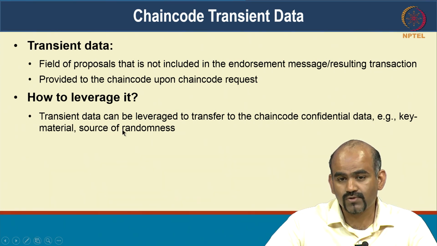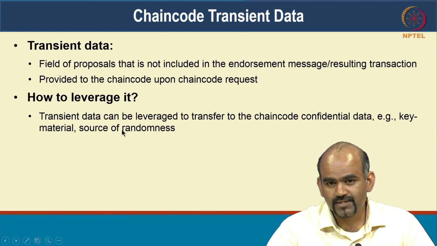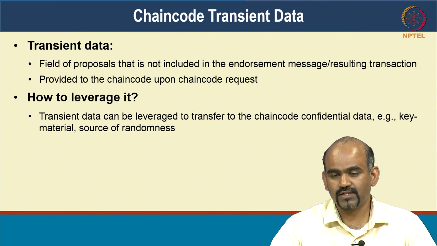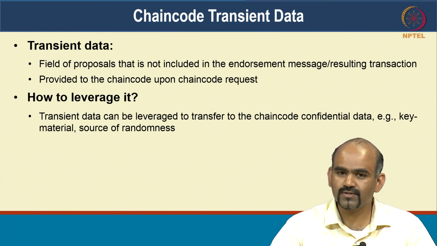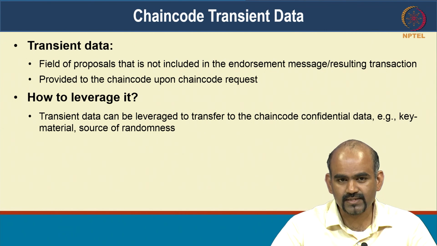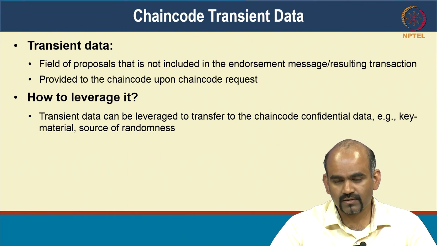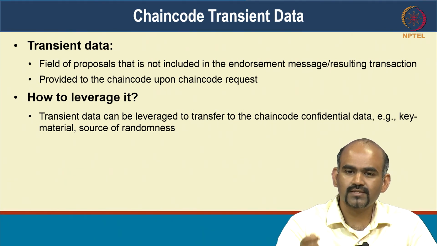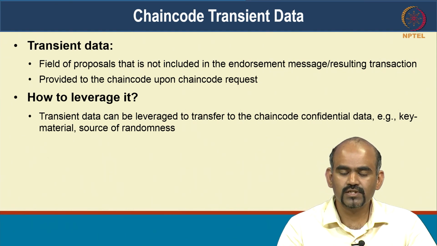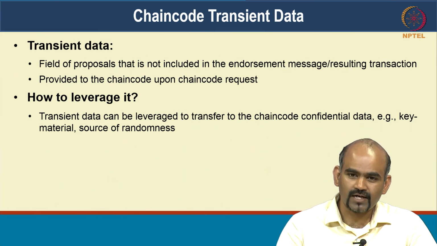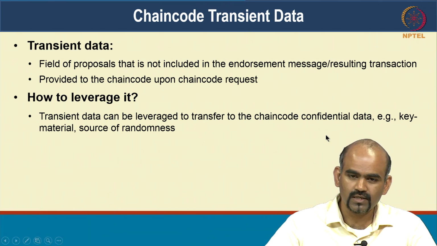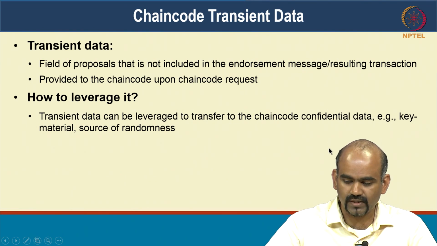It can also be used as a source of randomness, right? So typically chain codes, you do want them to execute in a deterministic fashion, however many peers execute it. So even if multiple peers are executing the same chain code, you want the execution to be deterministic. So you don't want any kind of randomness to come in. But what you can do is send in a seed, right? So that all of these peers will generate the same random number, but it will be random for each transaction, right? So that source of randomness can also be sent to the chain code using this transient field.